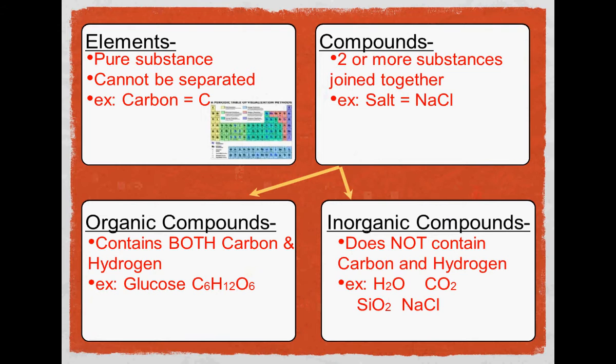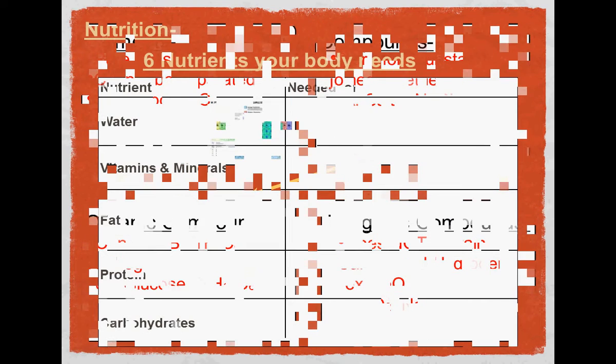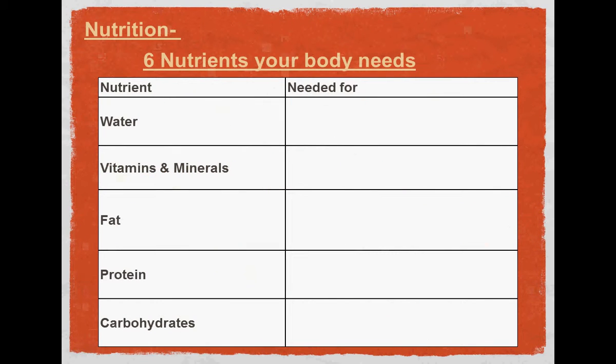All right, so let's talk a little bit here about nutrition and nutrients. Like you guys said at the beginning of class, a nutrient is something that your body can use in the foods that you eat. That's what a nutrient is.